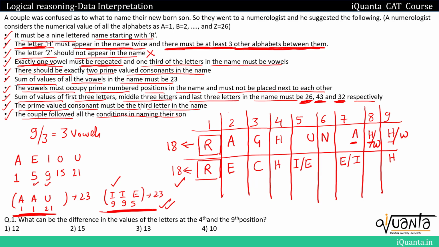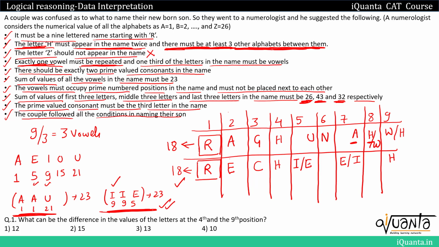So that means we can have W also at position 8 or at position 9. So I hope this is understood. We can have W or H at position 8 or W and H at position 9. Let me write this properly over here. If we have H at position 8, we will be having W at position 9. If we had W at position 8, we will have H at position 9.